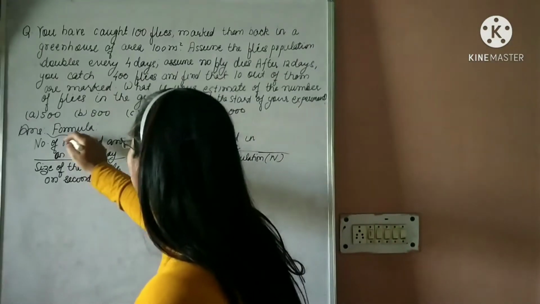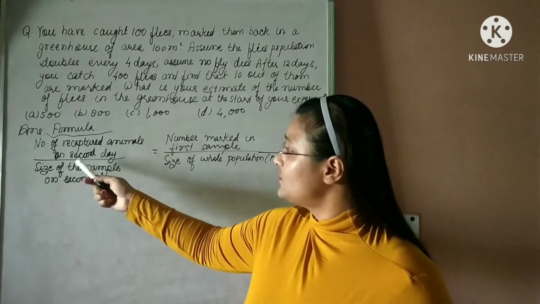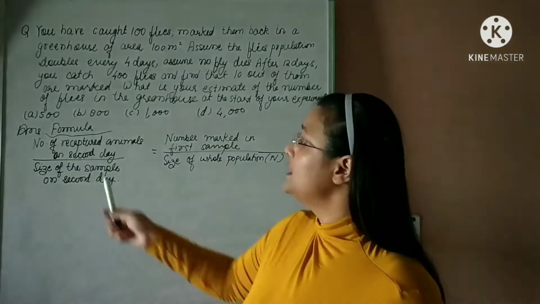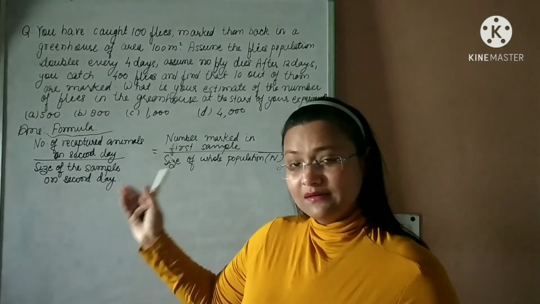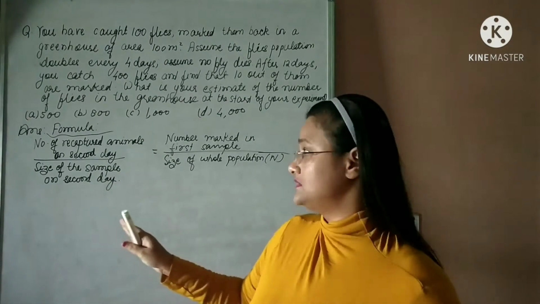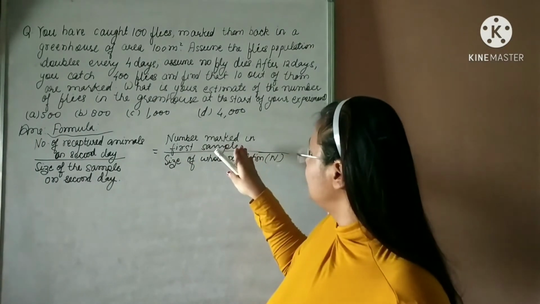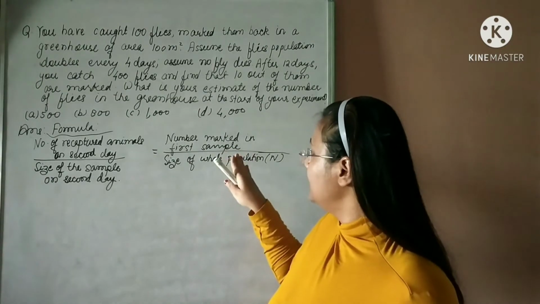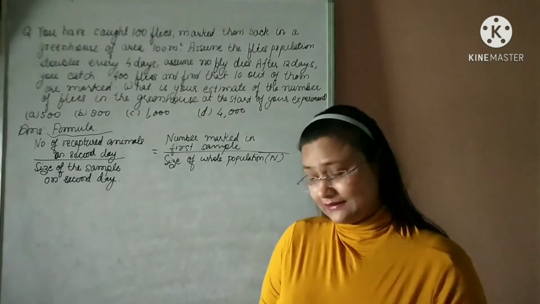So the formula of the mark recapture method is this: number of captured animals on the second day, like in the second resampling event, upon the size of the total sample on the second day when we recaptured the flies, is equal to the number of animals or flies marked in the first sample upon the size of the whole population at that time.